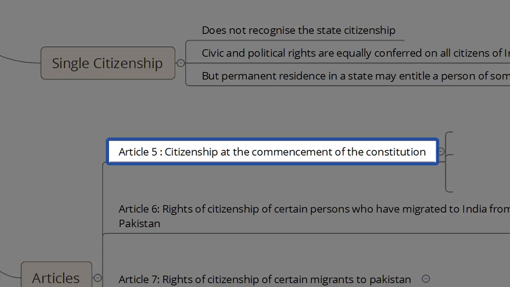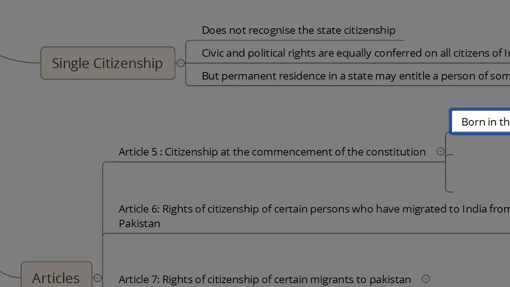So the Constitution does not have any provisions related to citizenship after the commencement of the Constitution. It only talks about the citizenship at the commencement of the Constitution or before the commencement of the Constitution.